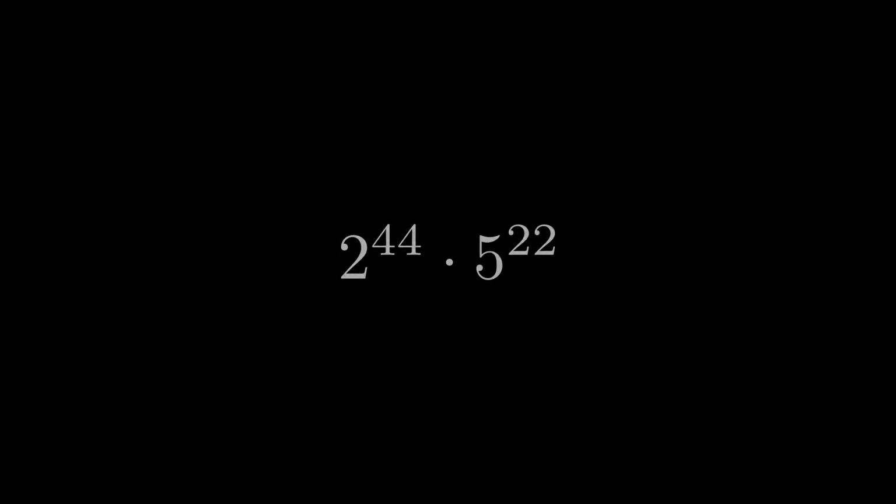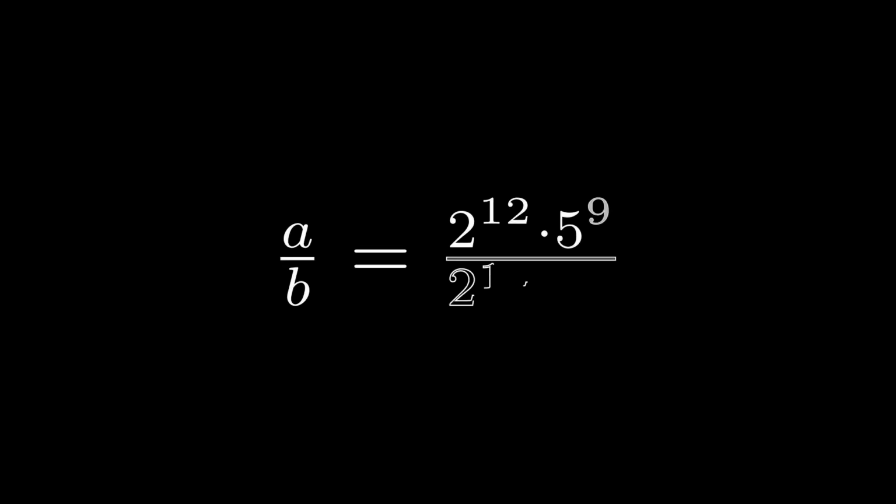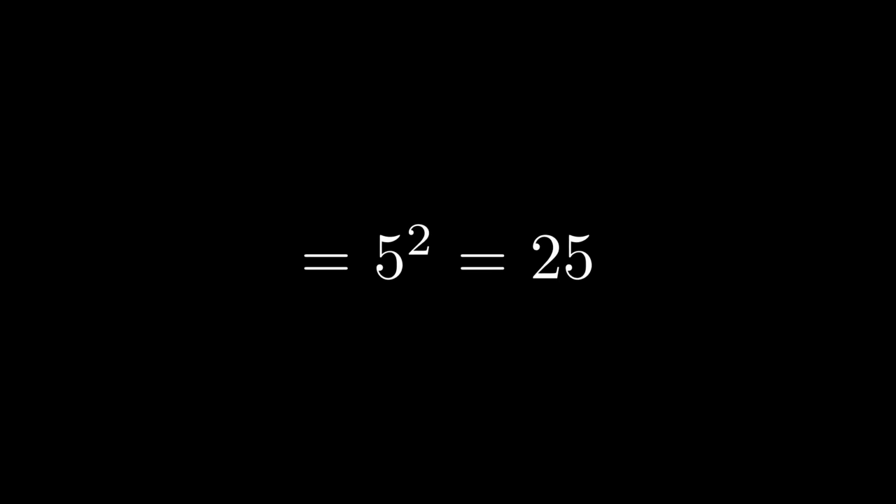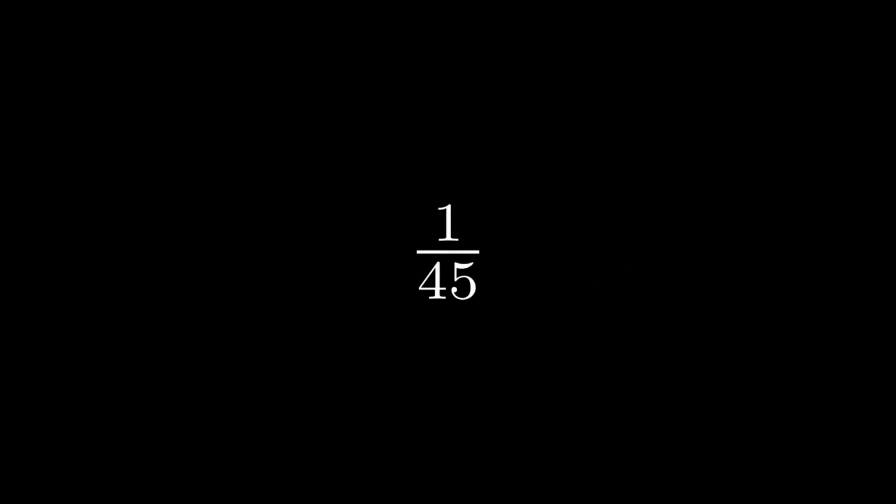So first, let's consider the case where the two factors contain the same number of powers of 2. In this case, one has to divide the other, because no matter how many powers of 5 each one has, one will always have less than or equal to the same number of powers of 5, and therefore will divide the other. Because there's 45 different possible values for the number of powers of 2, the probability of this happening is 1 over 45.